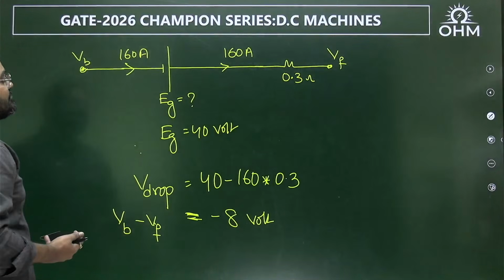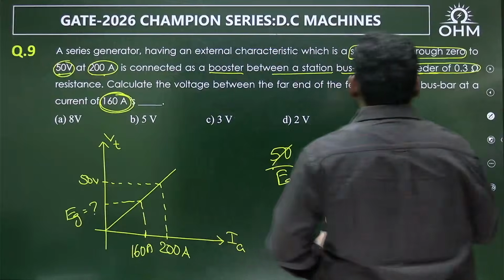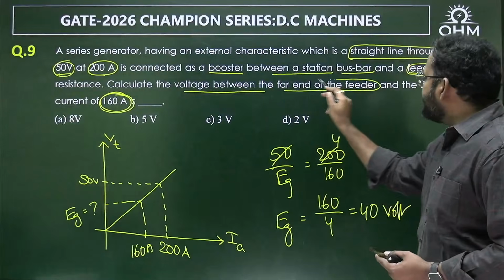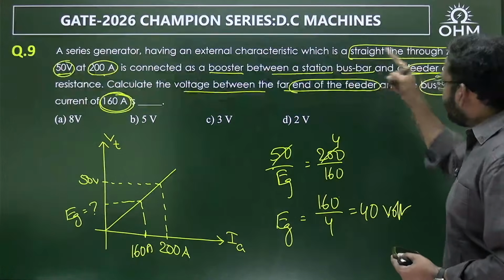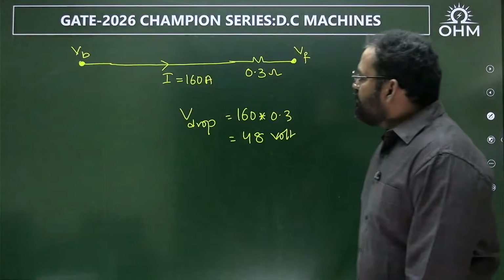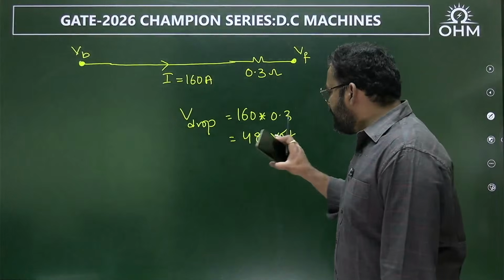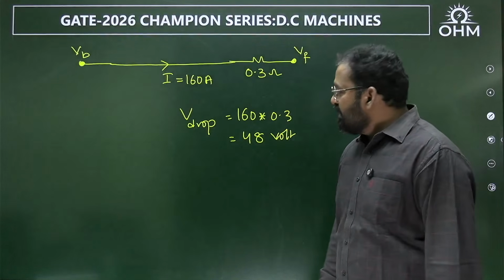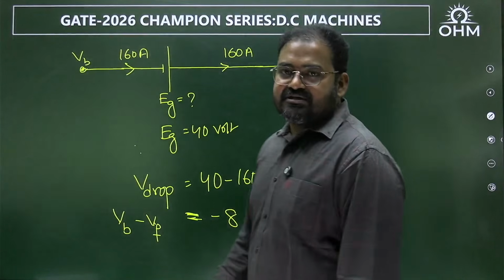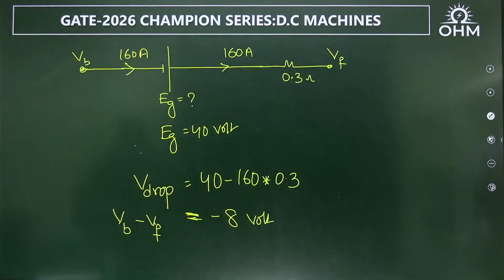They are asking for bus bar to feeder or feeder to bus bar. Voltage between the far end of the feeder and bus bar. So I need feeder to bus bar. Then it will be plus 8. That means you see the difference: before connecting a series generator, what is the overall voltage drop? 48 volt drop is there. But after connecting the series generator, 8 volt drop is there. That too plus 8 or minus 8. Minus 8 means the voltage is actually boosted. So the 48 volt drop is reduced to 8 volt drop.